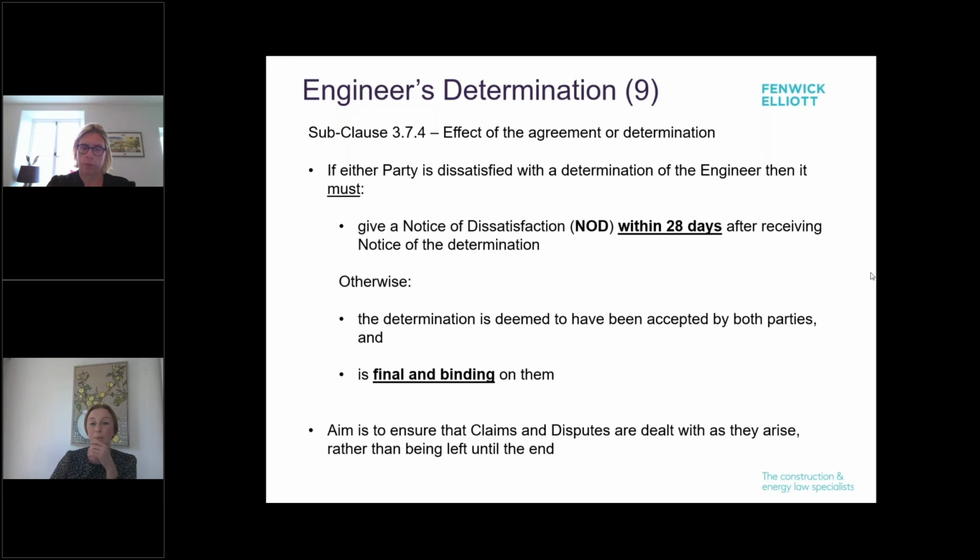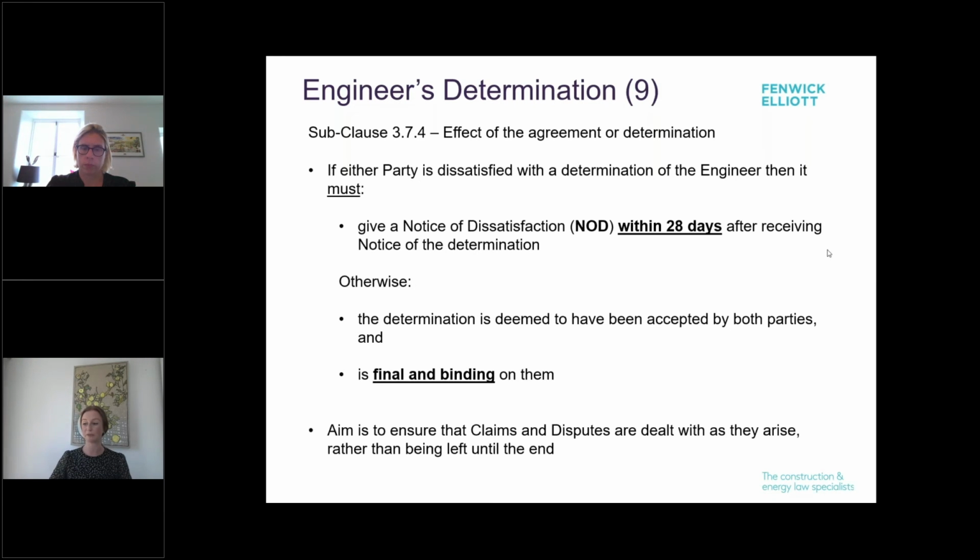And it's really important for the parties to note that failing to give this notice within the 28-day period means that the engineer's determination will in fact be deemed to have been accepted finally and conclusively by both parties. So there's only a small window in which a notice of dissatisfaction can be given, and if it's not given within that timescale, the determination is final and binding.